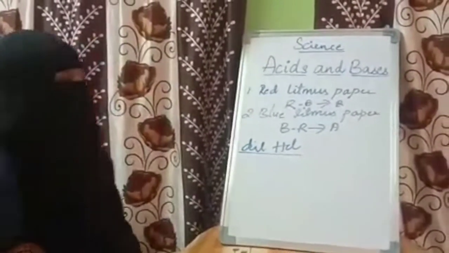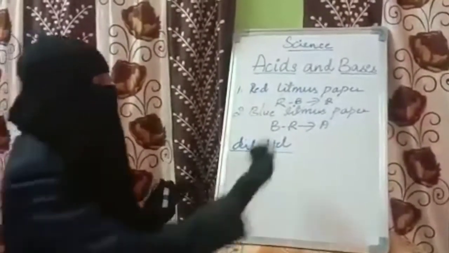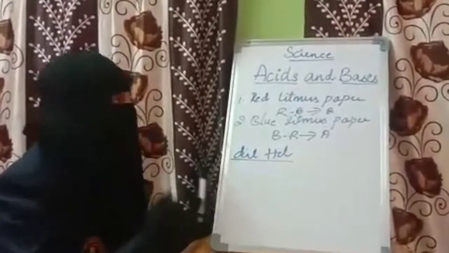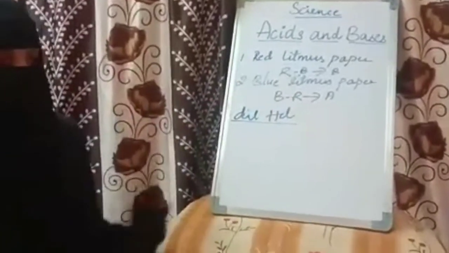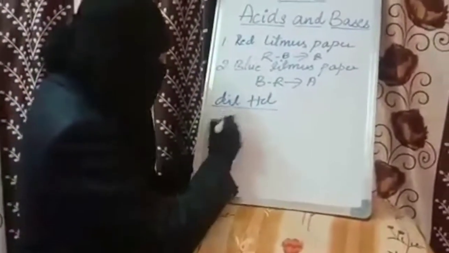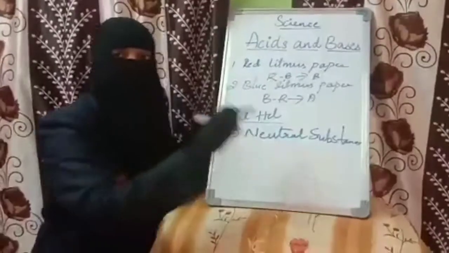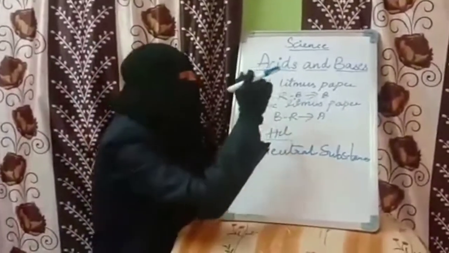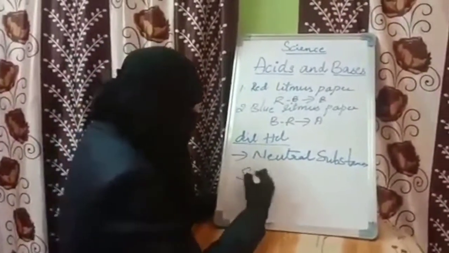Now let us take some more examples from our day-to-day life. By using these litmus papers, we have to classify them into acids and bases. Here we have learned about acids and bases, right? There is one more kind of substance, called neutral substances. Neutral substances are materials which do not show any change on the red litmus paper or on the blue litmus paper. I'll give a simple example, that is saliva.